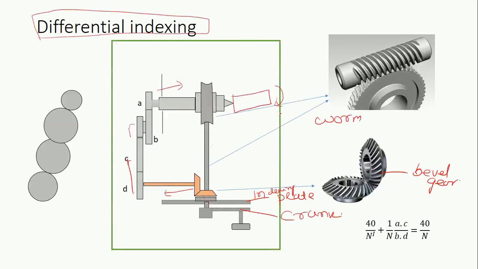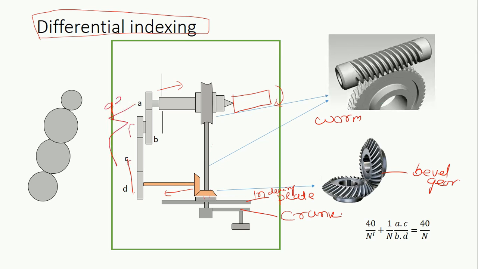So what we are getting here is that in compound indexing, we are using two different hole circles. So that is a complex one. Here we are not going to go for the complex one. We have to choose these gears. These are the gears. Okay, these are the gears.